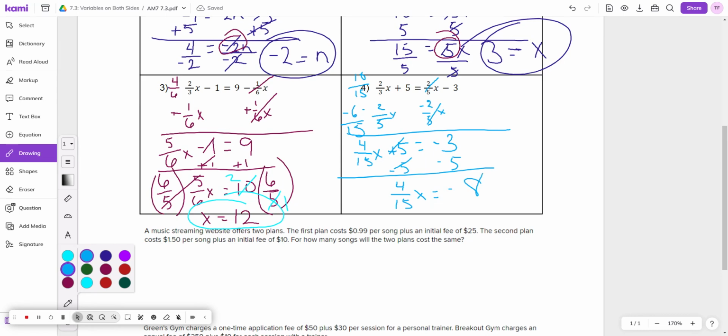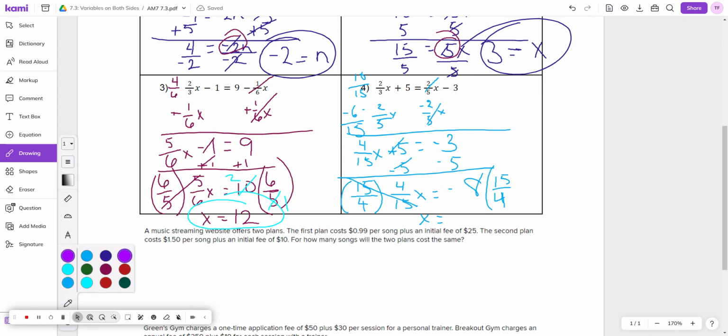Then I love that strategy of multiplying by the reciprocal, so that's what I'm going to do. I'm going to multiply by 15/4. Of course, whatever I do to one side, I'm going to do to the other side. That cancels out my coefficient, leaving me with a coefficient of 1, so in other words, just x. What I could do is multiply 8 times 15 and then divide it by 4, or I can cross simplify.